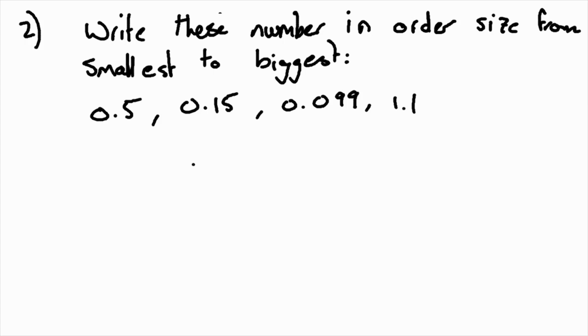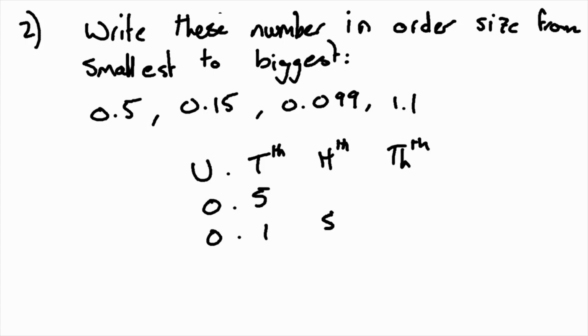So we're going to have units, our decimal point, tenths, hundredths, and in this example, we do actually have some thousandths. So 0.5 has 0 in the units, 5 in the tenths. 0.15 has a 1 in the tenths, 5 in the hundredths. 0.099 and 1.1. So if we're looking for the biggest first, we're going to look at our units column.